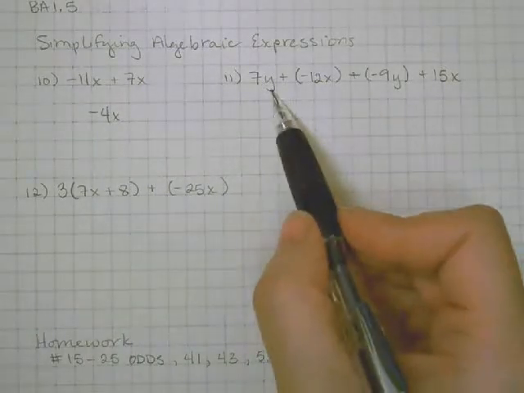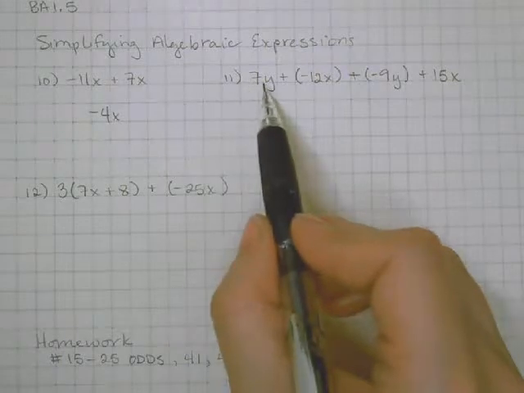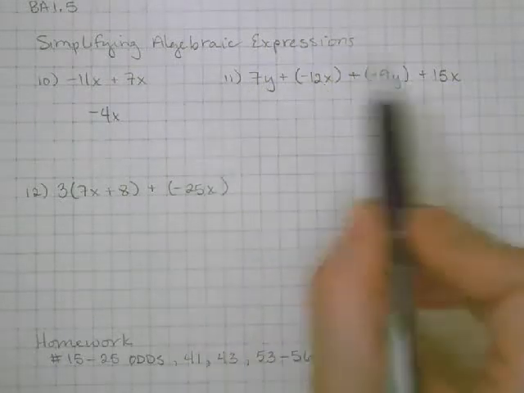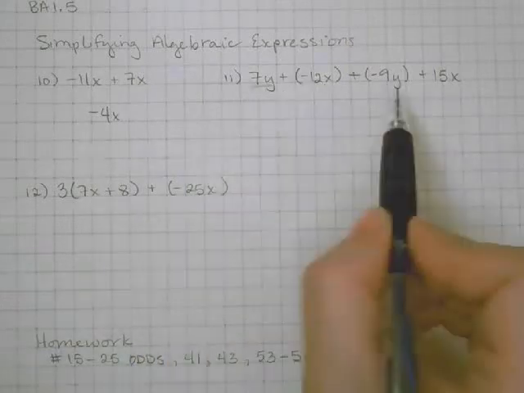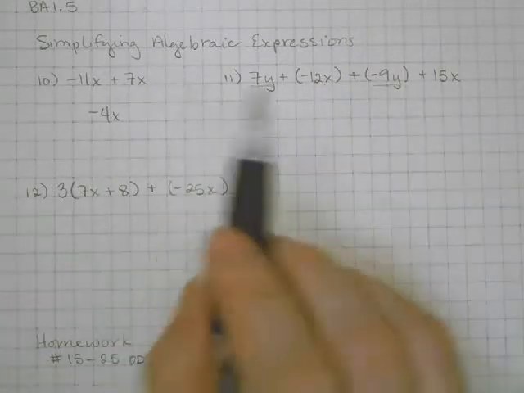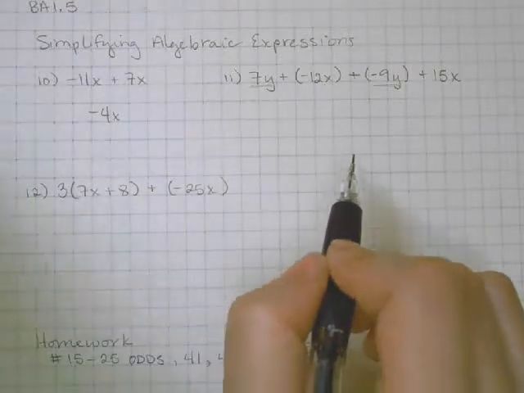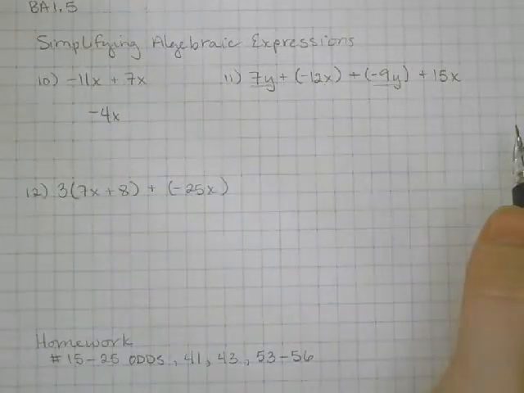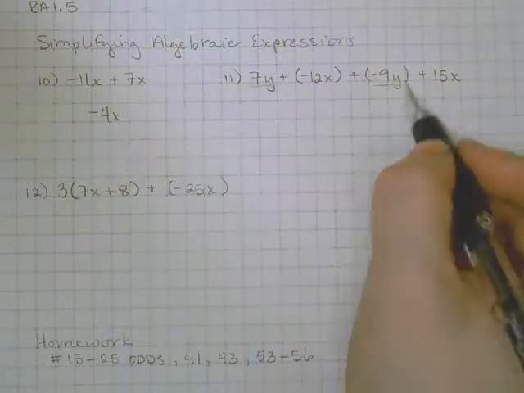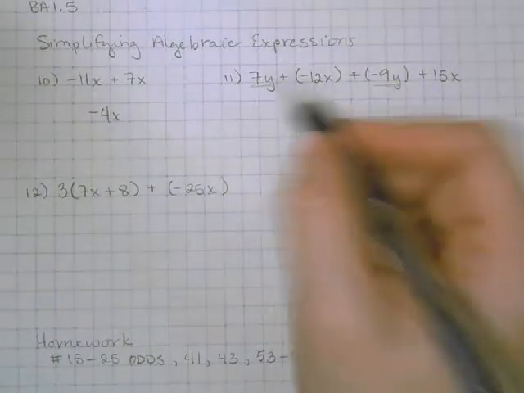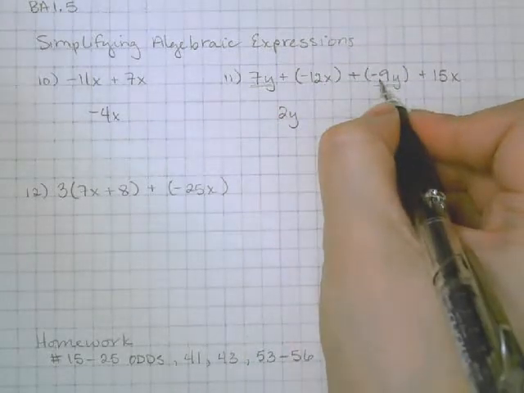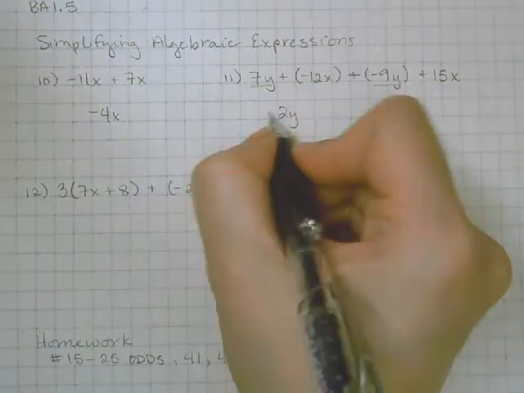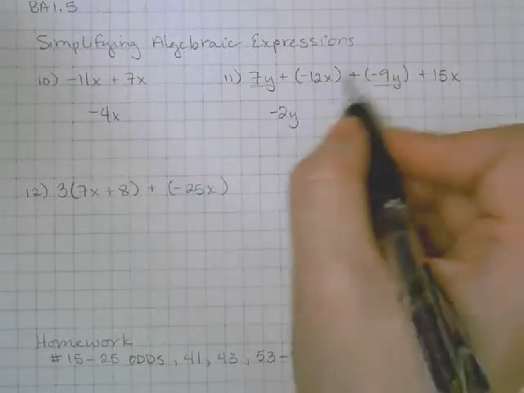On number 11, I need to look at what my like terms are. I have a 7y, negative 12x, negative 9y, and a 15x. So I'll start with my y's. 7y and negative 9y. The difference between 7 and 9, 9 minus 7, is 2y. 9 is the bigger number, and it's negative, so this is going to be negative 2y.